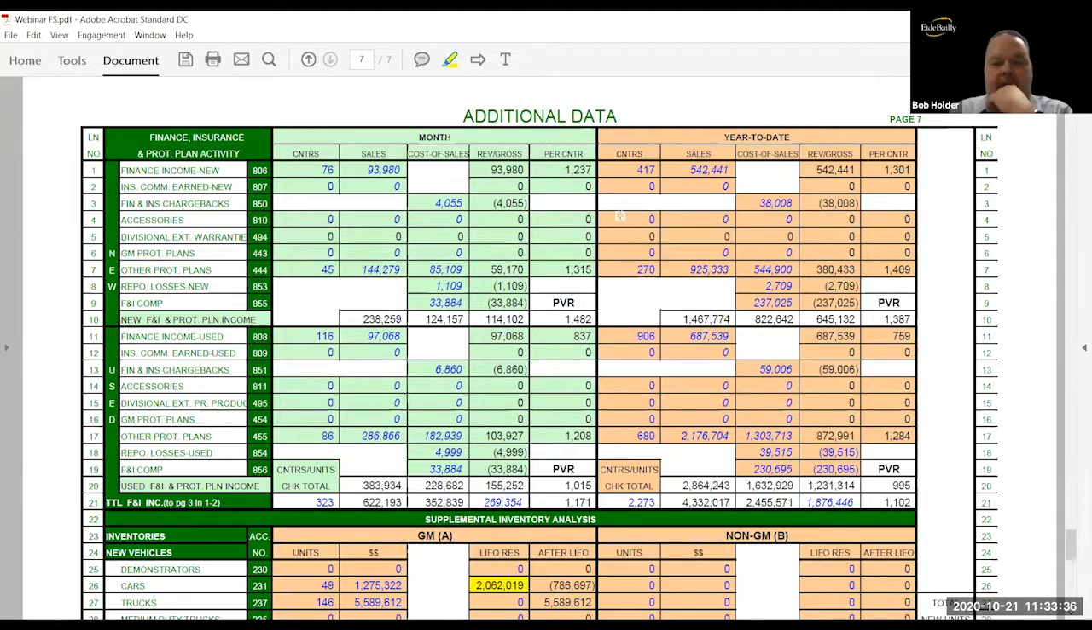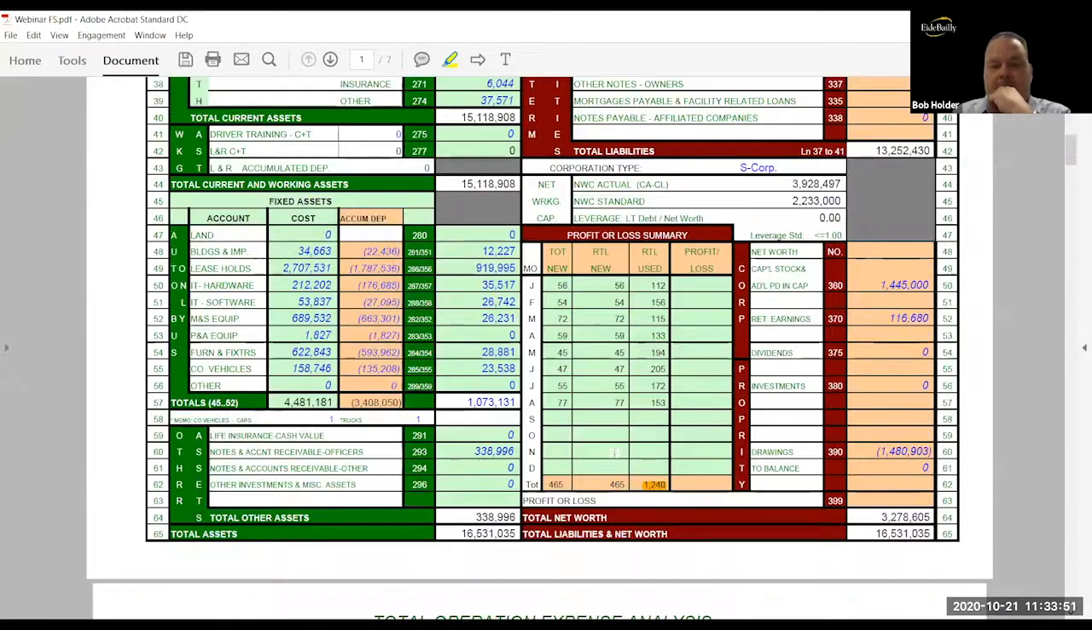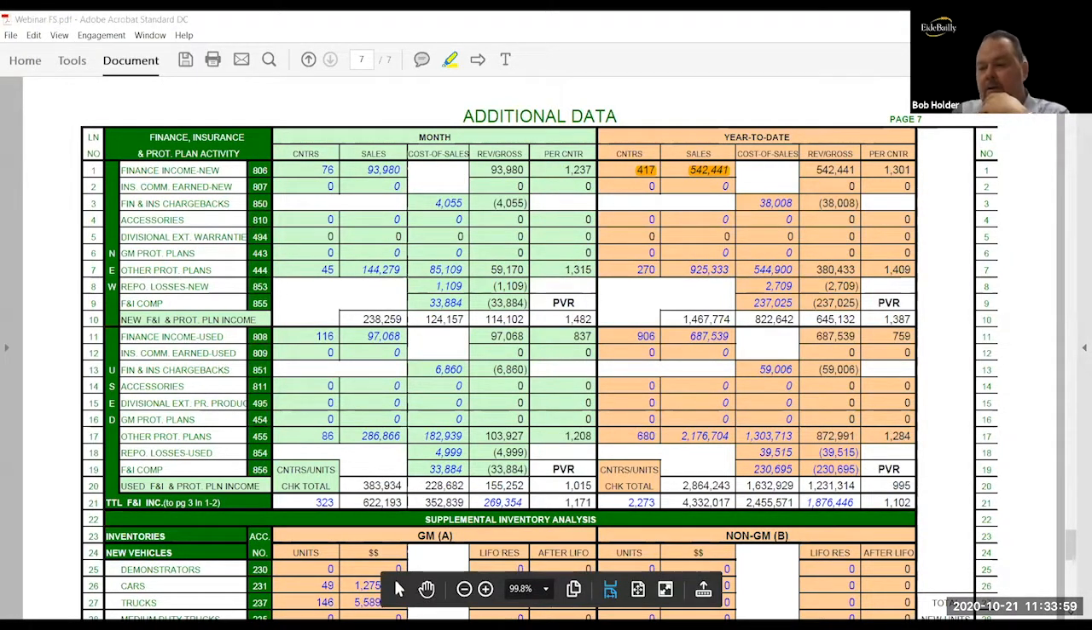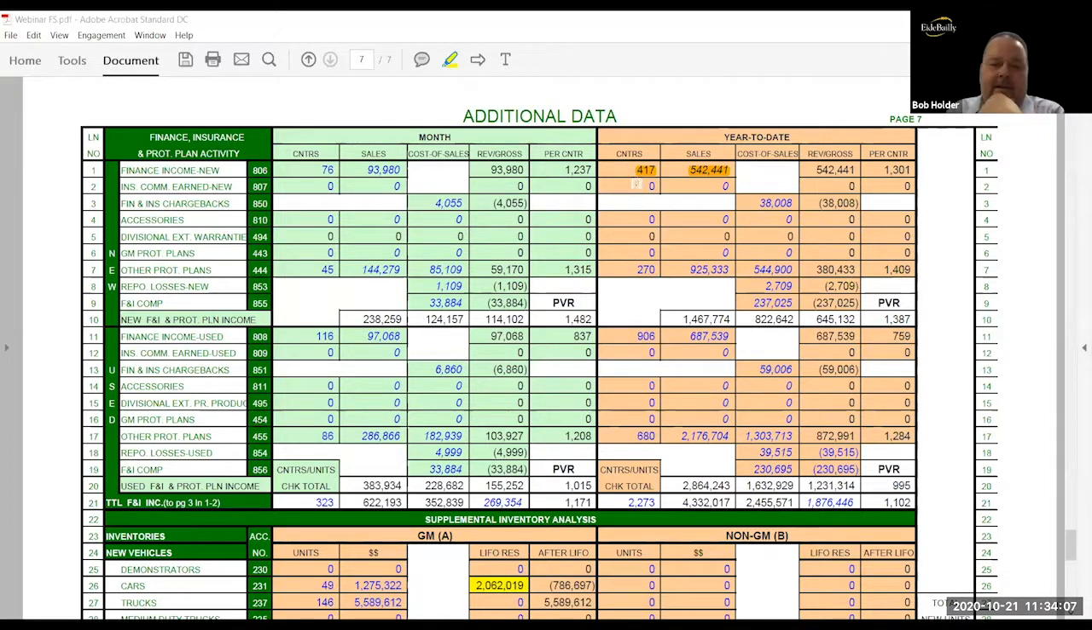And I'm just looking. You can calculate penetration oftentimes on here, at least for reserve. So if you go back and you say, okay, how many new units did we sell? 465. You're saying we financed 417 of them. So that's not 90% penetration. I think the NAD average is 93%. So depending on what market you're in, that looks really strong.